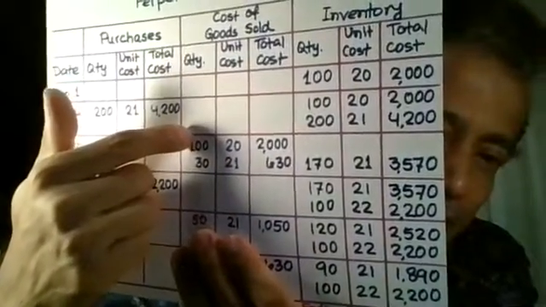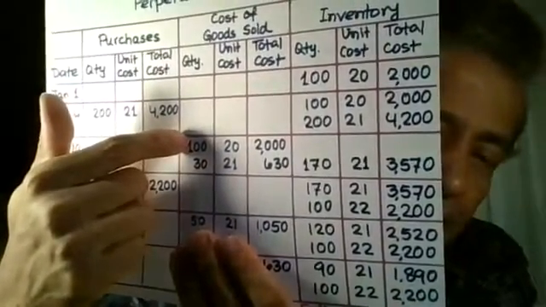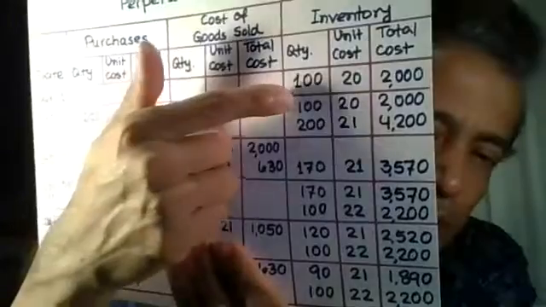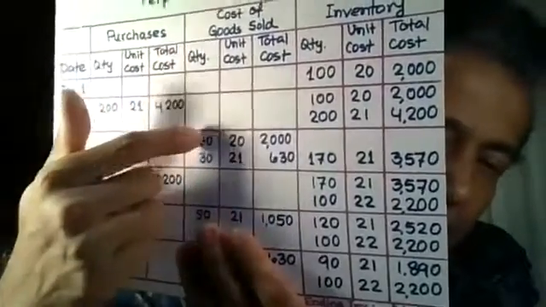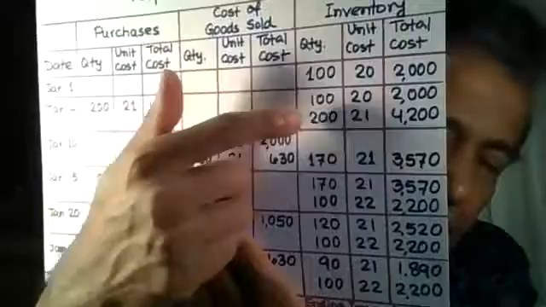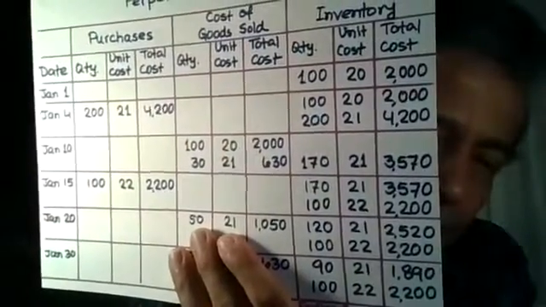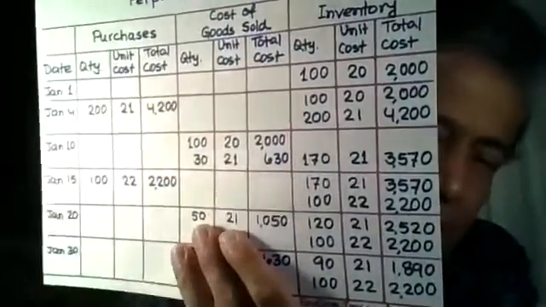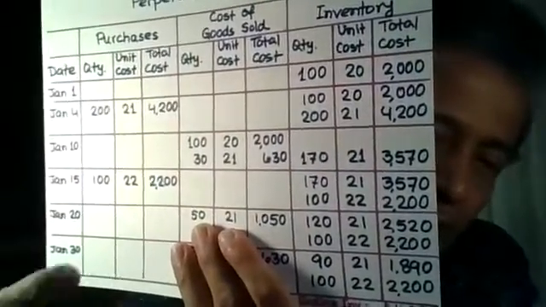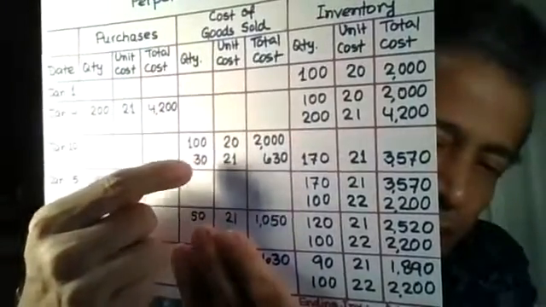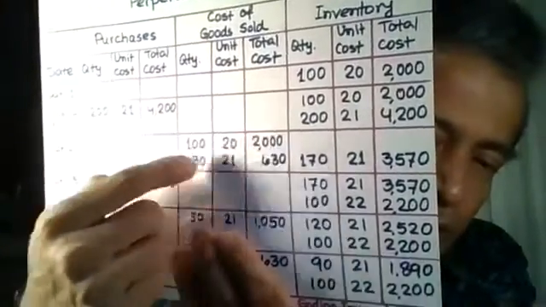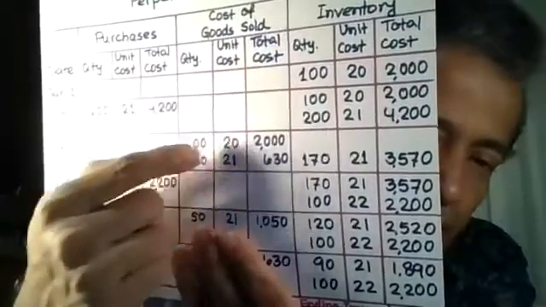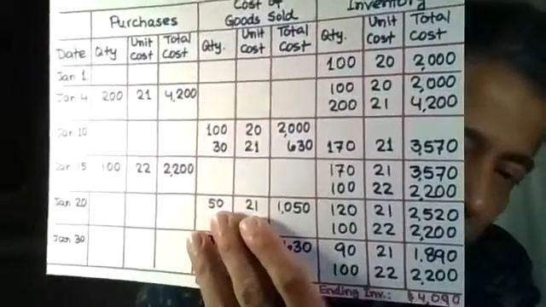But I need to gather 130 units. So I asked my manager, she says, pick up from here first, get the older ones. So I got all the older ones, and I still need 30 units. I then go to the second layer of stock and pick up 30 at $21. So that's my cost of goods sold. This is not my selling price. These are my costs: cost of goods sold of 130 units.